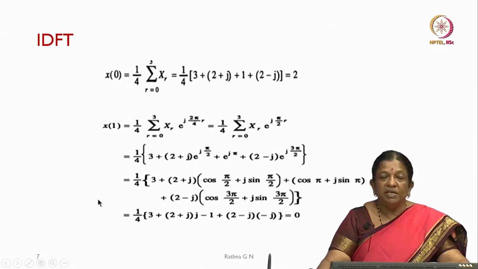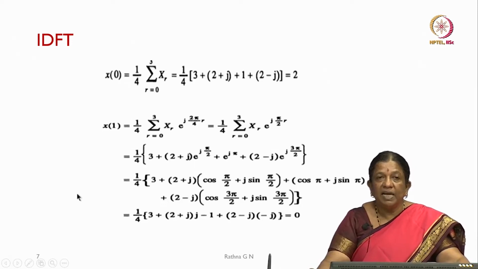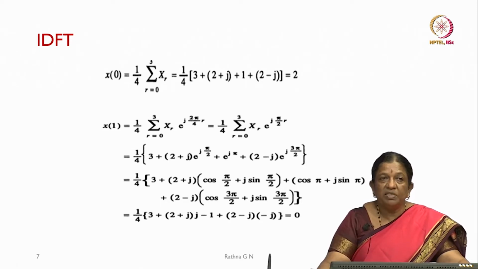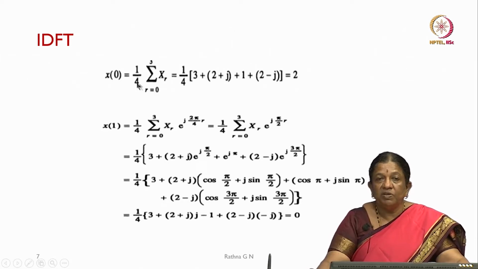Now comes the next part. We have to verify whatever DFT values we have got by using the IDFT, the inverse discrete Fourier transform, to get back the original signal. We saw our analysis and synthesis equations, and we will make use of the synthesis equation, which is 1 by N, that is 1 by 4 in this case, with r varying between 0 to 3 of X of r. So 1 by 4 into 3 plus 2 plus j plus 1 plus 2 minus j.